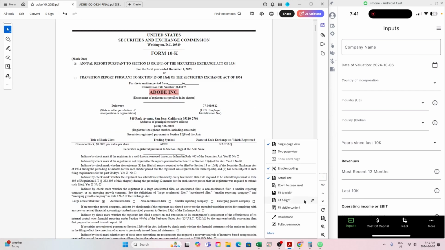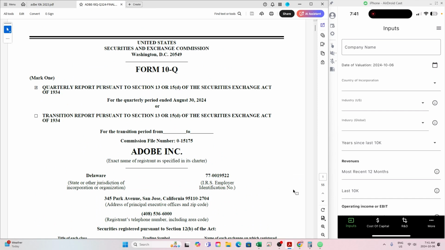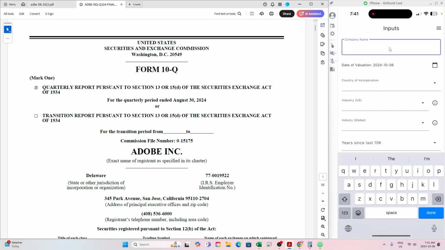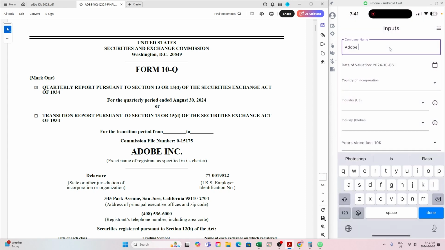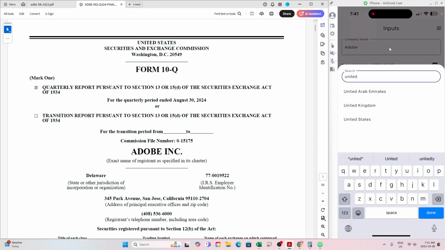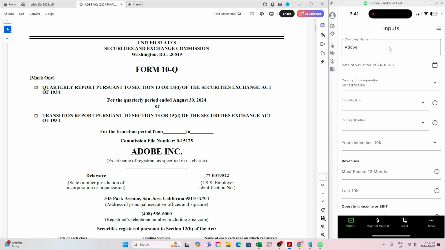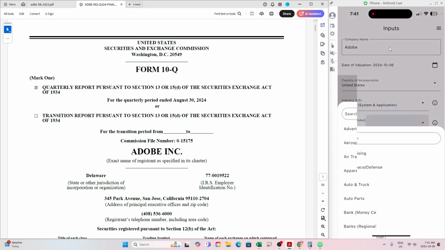Adobe recently released its Q3 result, which we can use along with the latest 10K report. We can download it from the company's website. I already have downloaded this for you. Let's start by putting the company's name in the company name section and selecting the date for today. The country of incorporation is United States, and its industry is software, system and application.